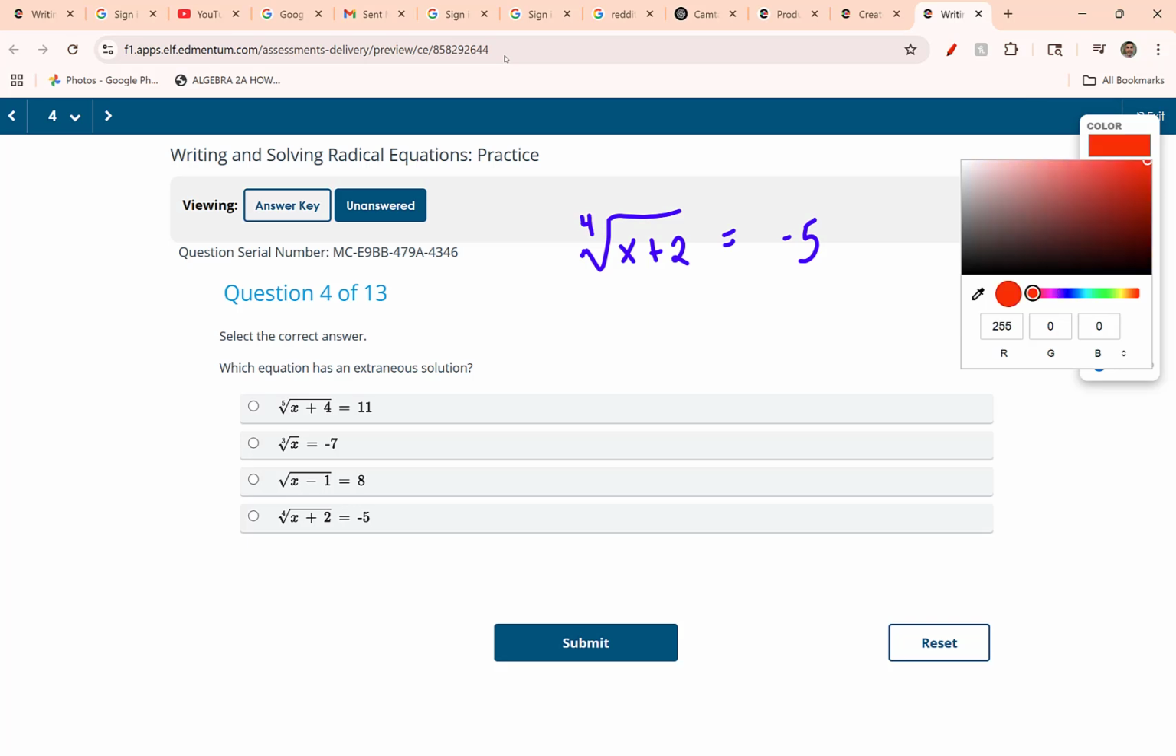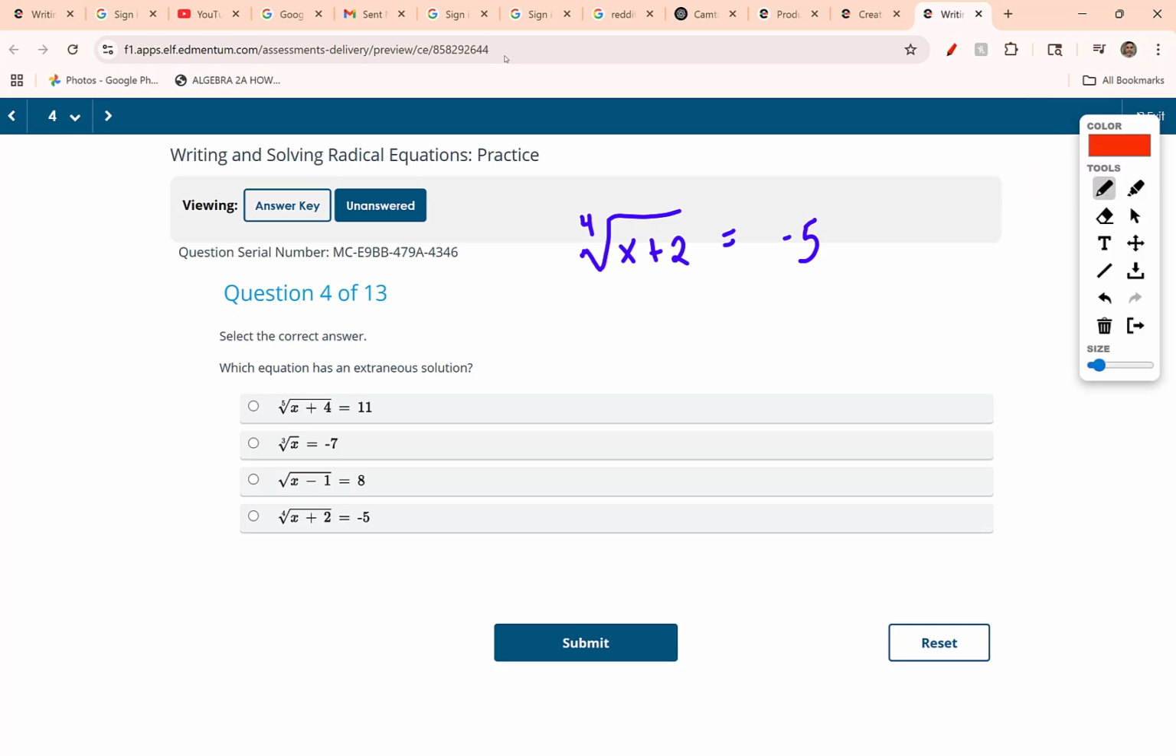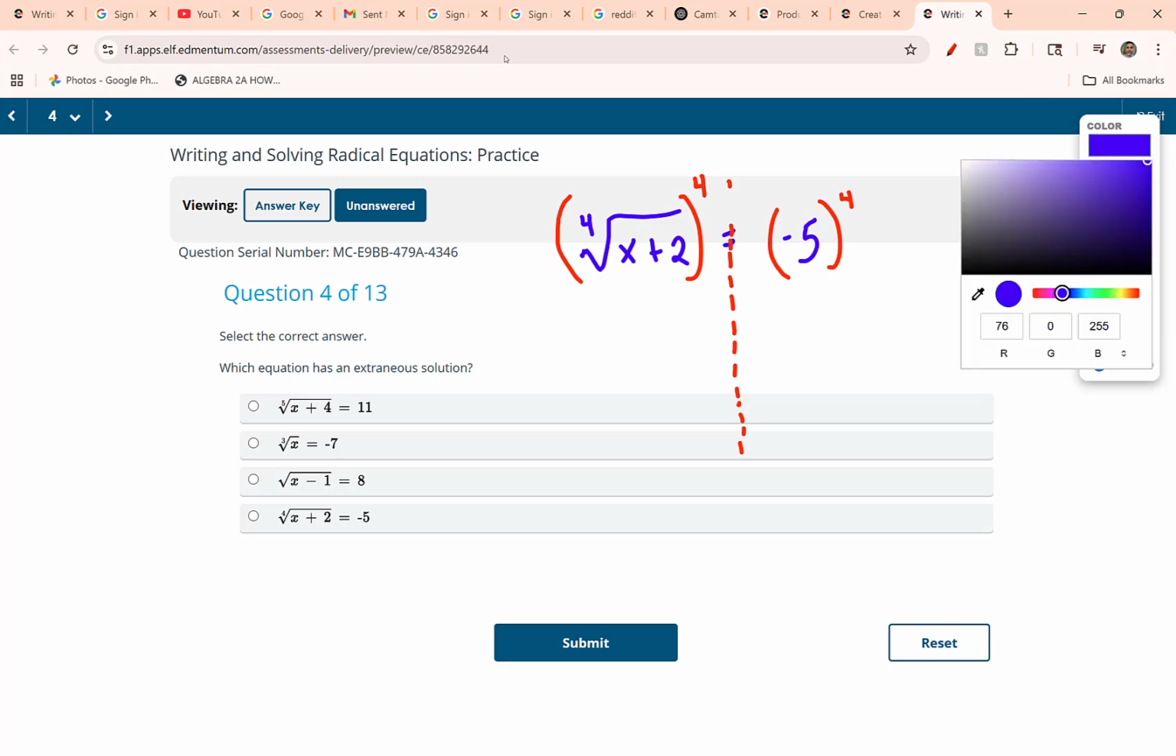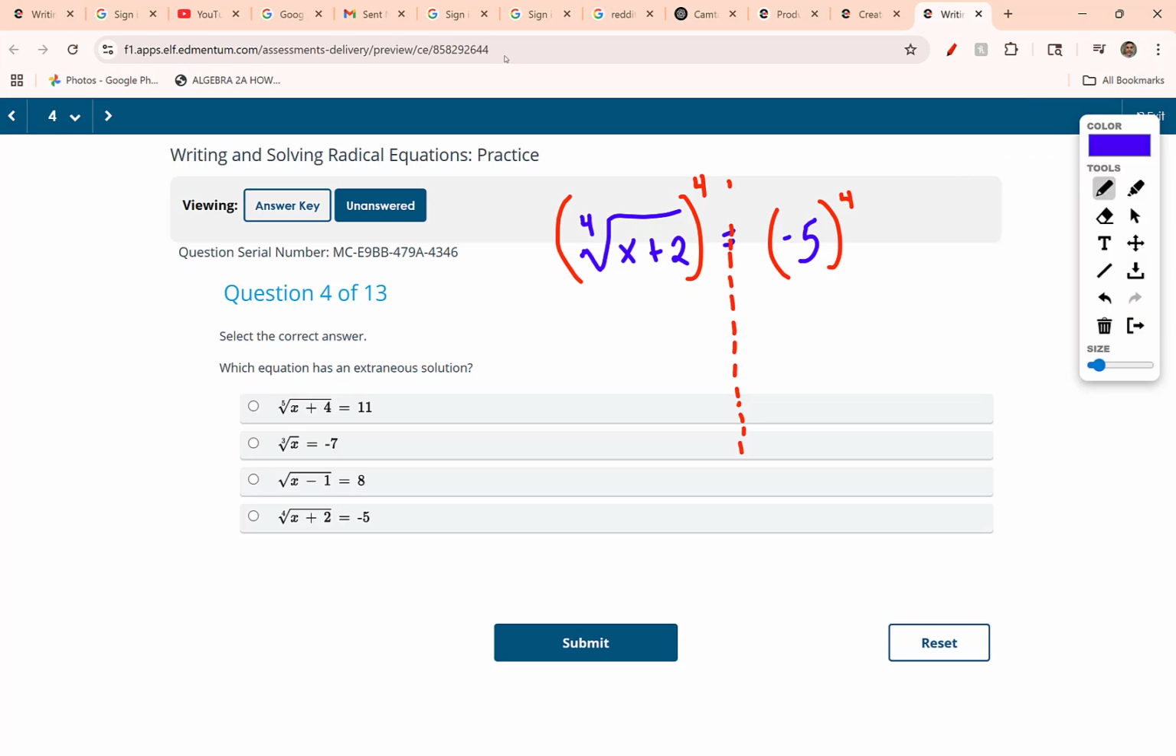Now the radical is already isolated. So our first step in this problem is to get rid of the radical. So we need to do the opposite of taking the fourth root of something. The opposite of a fourth root is raising it to the fourth power. So we're going to raise both sides to the fourth power. And when we do that, we're left with x plus 2 on the left-hand side. Raising to the fourth power and the fourth root cancel each other out.